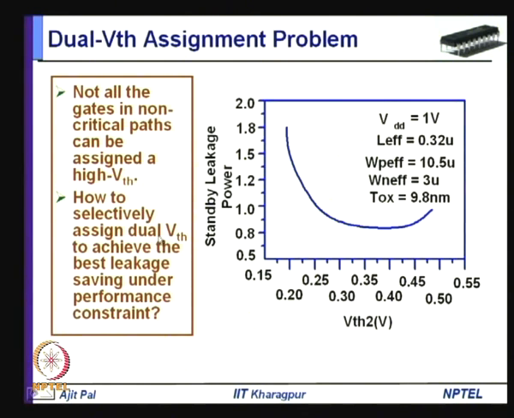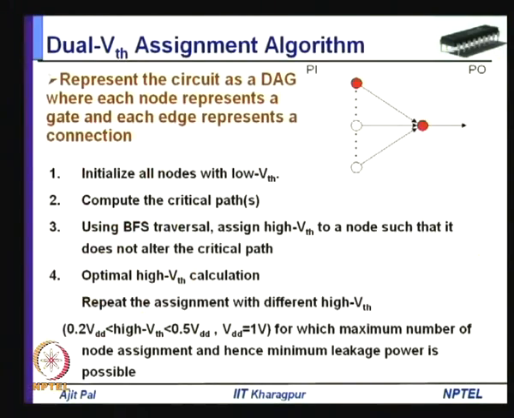So, how to selectively assign dual VTH to achieve the best leakage saving under performance constraint? The question naturally arises, you have a choice of high VTH in the range of 0.2 VDD to 0.5 VDD, but which one will give you minimum leakage power, that you have to find out, and unfortunately that is an NP-complete problem. So, what you can do is use some heuristic based algorithm. That was what was done by Kaushik Roy and his group, and this is the basic algorithm.